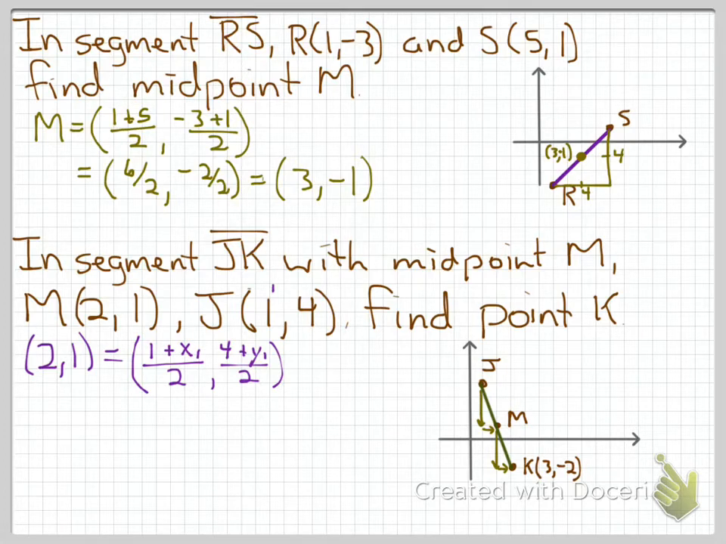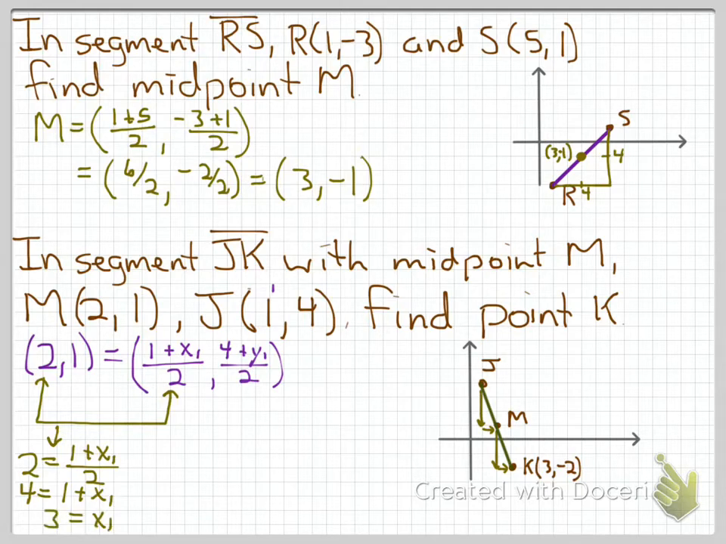Because we have some constants on one side and we have x's and some unknowns on the other, we got to break it apart. And if we look here, these two terms are both x values. So I could take them out and say that 2 equals (1 plus x1) over 2 and solve it by itself. That becomes 4 equals 1 plus x1, or x1 equals 3. If I look over at my graph at my possible answer for K, 3 for x is looking good.